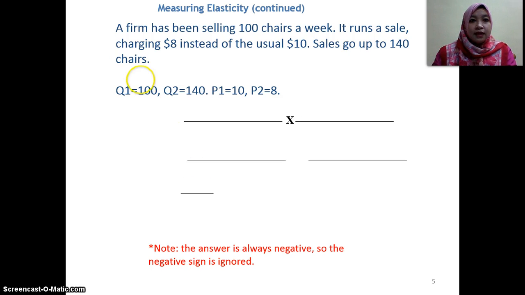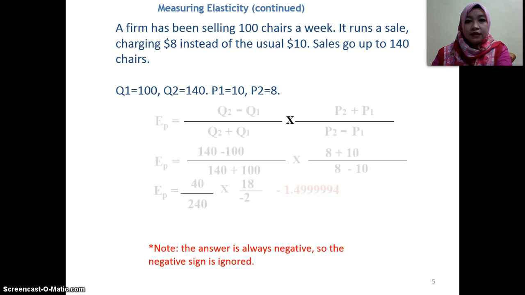Okay, let's say you are given a question: a firm has been selling 100 chairs a week. It runs a sale, charging 8 instead of the usual 10. Sales go up to 140 chairs. My advice to you is, once you have finished reading the sentence, what you must do next is plot, or extract, the information. What is the old Q? What is the new Q? P new and also P old. Based on this example, the Q old is 100, Q2 is 140, P old is 10, and P2 is 8. Now, class, can you get the correct calculation for that?